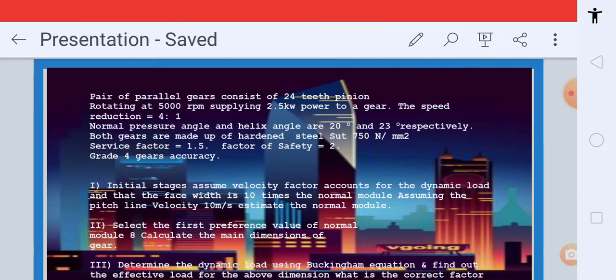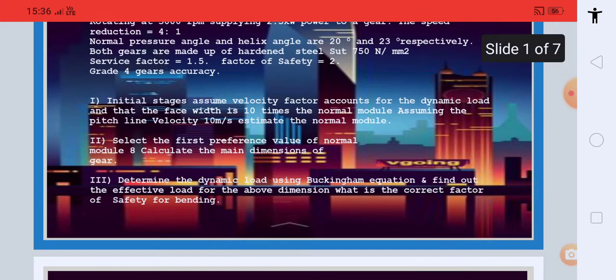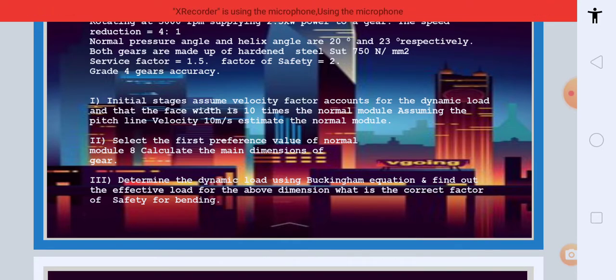Grade 4 for gear accuracy. In the initial stage, assume the velocity factor accounts for the dynamic load, and the face width is 10 times the normal module. Assuming the pitch line velocity is 10 meter per second, estimate the normal module. Select the first preference value of normal module.